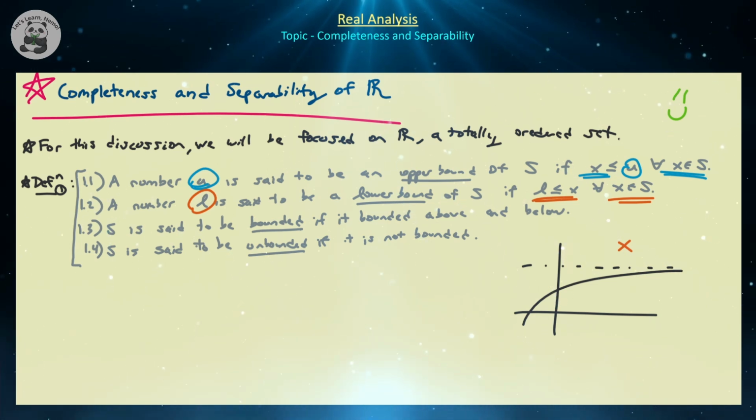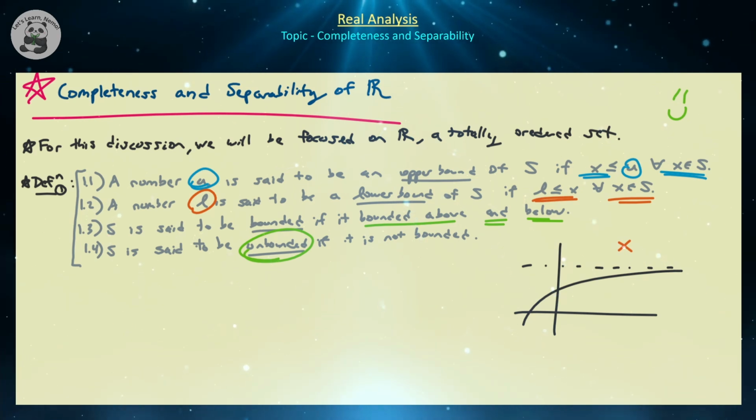Just as a definition, if it is both bounded above and bounded below, then we say that that set is bounded. And if it's not bounded, we call it unbounded. So when we say unbounded, that means either A, it's not bounded above, B, it's not bounded below, or C, it's not bounded above nor below, right? It's practically like the tangent function, for example. So: upper bound, lower bound, bounded above, bounded below, and unbounded.